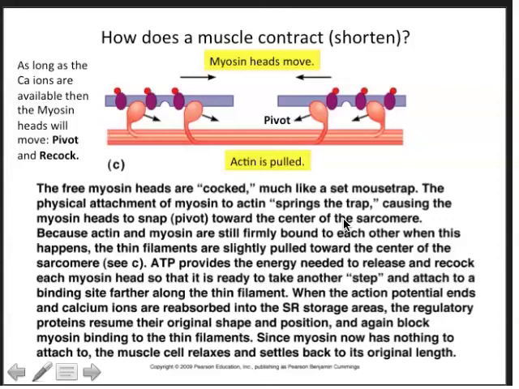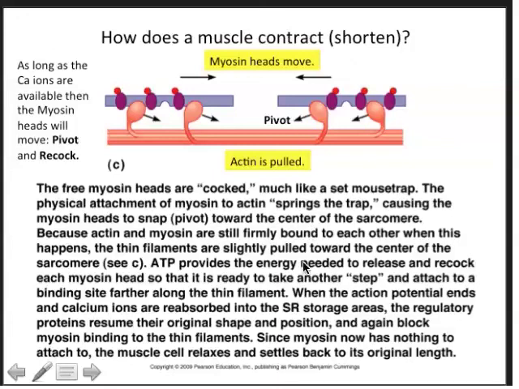The free myosin heads use the energy from ATP to orient themselves in an active shape, a shape that contains power, like a mousetrap being set with the retainer that holds back the spring. The physical movement of the attachment of myosin to actin is what springs the trap, and this causes the myosin heads to snap towards the center of the sarcomere.